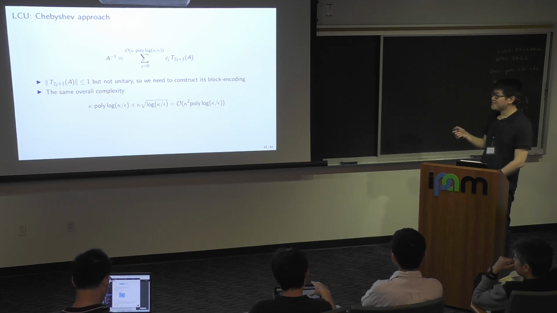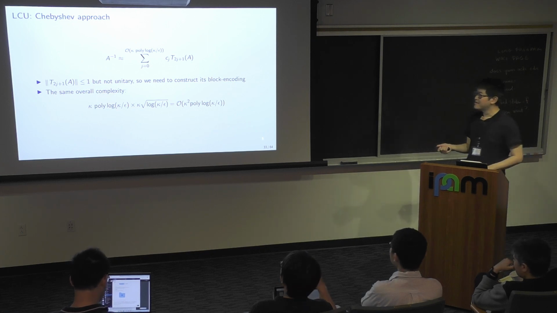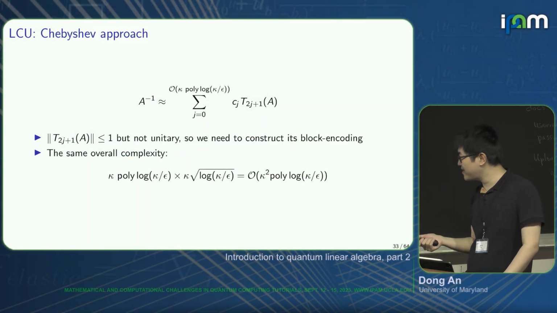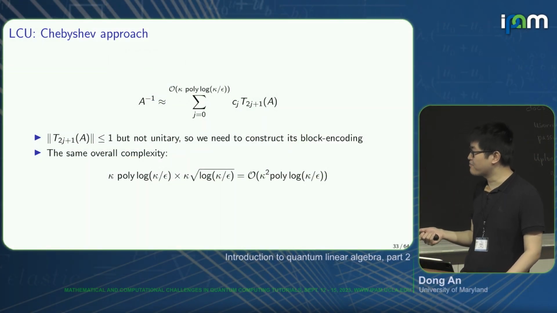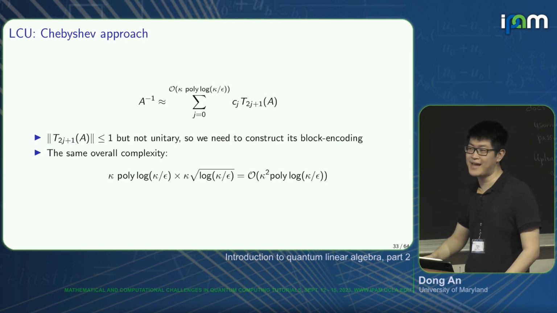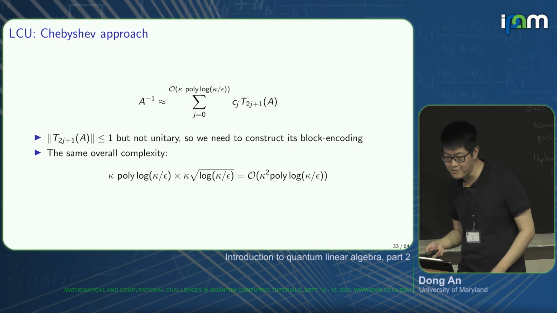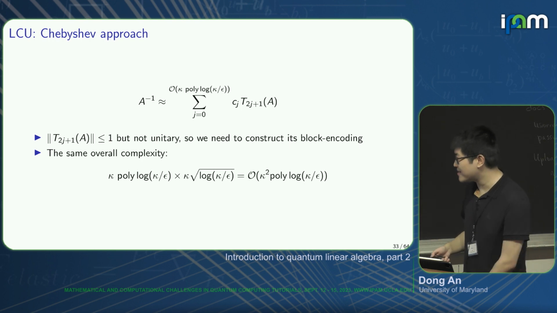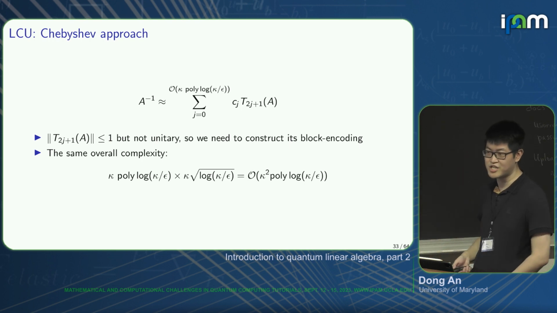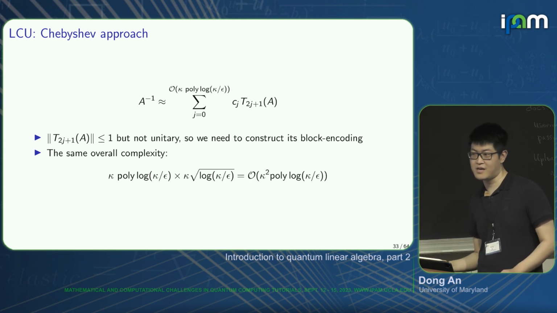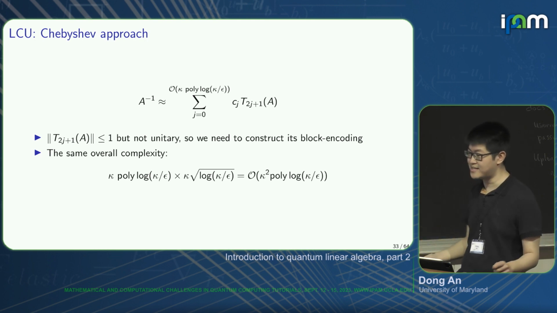Okay, great. That is the LCU approach. So for the overall complexity, you can see that we have an exponential improvement in terms of the precision, but we still have a kappa squared dependence in terms of the condition number. The next question is: can we further improve this kappa squared dependence in the quantum linear system algorithm? I will present a third algorithm which can achieve linear dependence in terms of the condition number without any complicated subroutine.